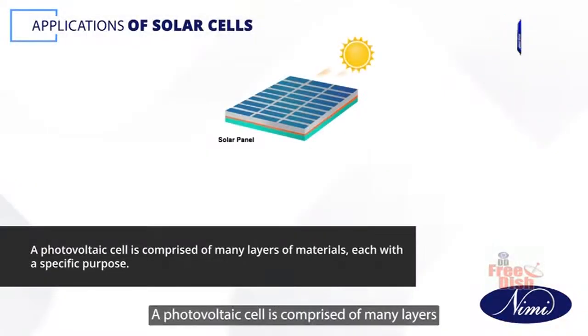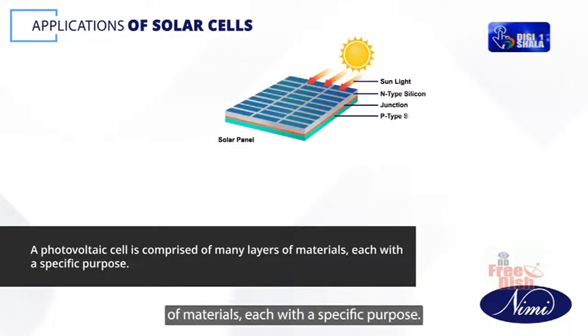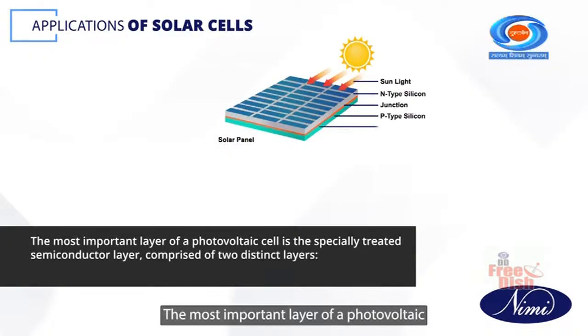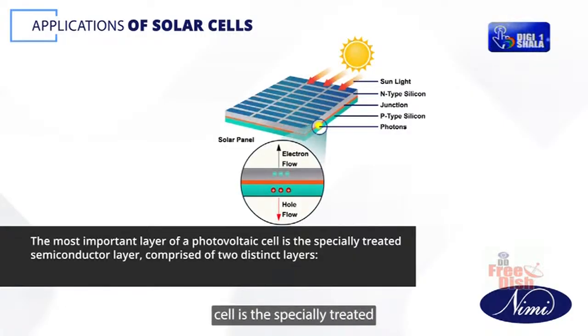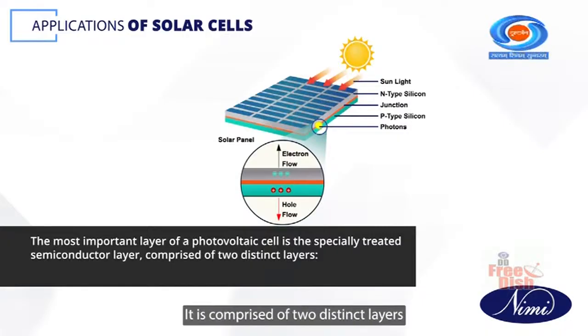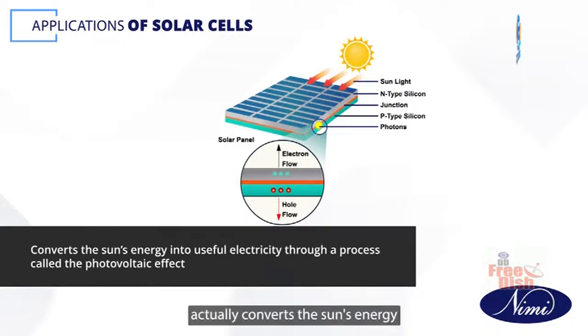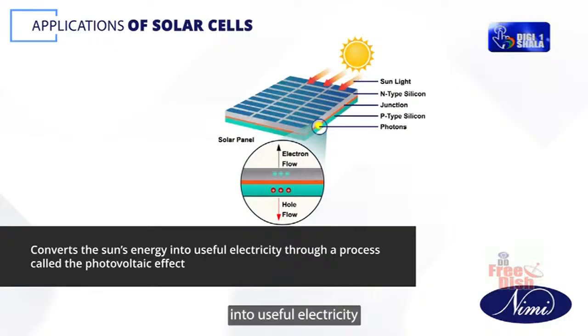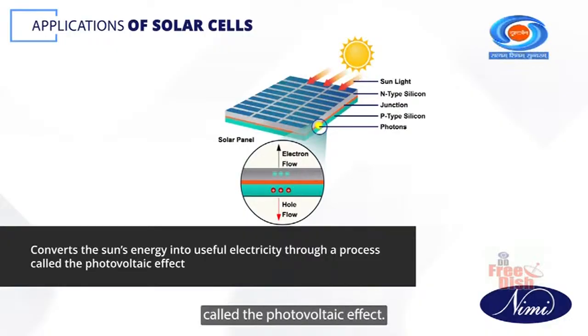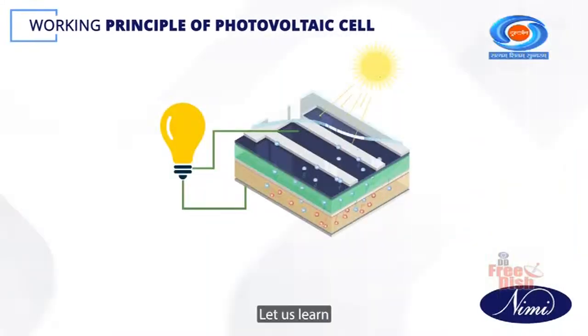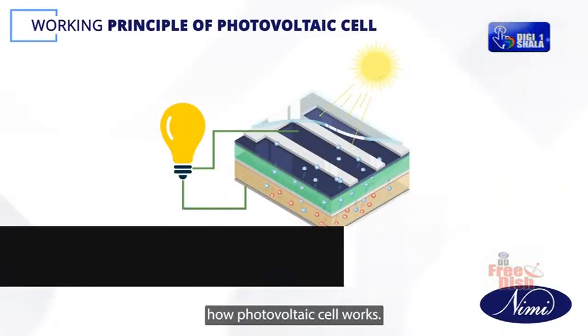A photovoltaic cell is comprised of many layers of materials, each with a specific purpose. The most important layer of a photovoltaic cell is the specially treated semiconductor layer. It is comprised of two distinct layers, P-type and N-type, and is what actually converts the sun's energy into useful electricity through a process called the photovoltaic effect. Let us learn how a photovoltaic cell works.